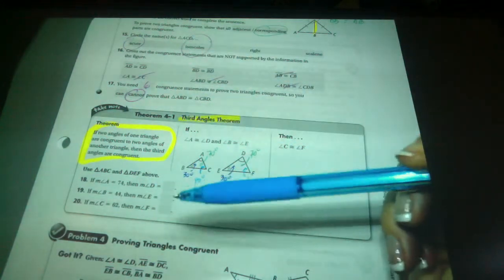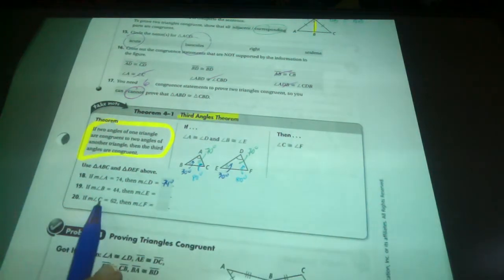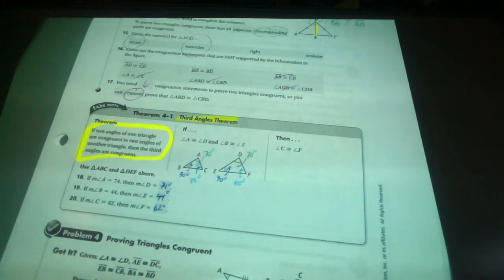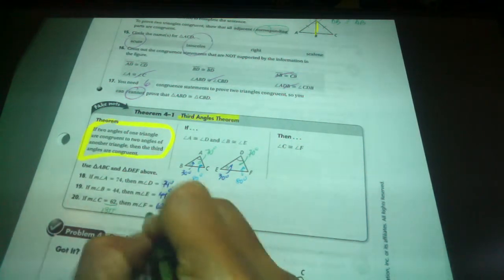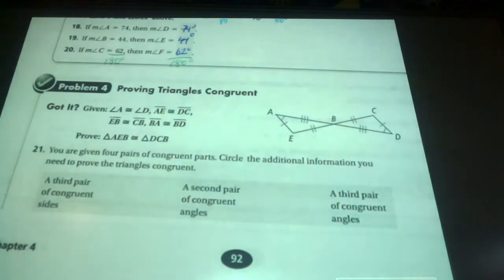So on this one, I didn't use their angle measures, but on this one, if the measure of angle A is 74, then doesn't B have to be 74? If B is 44, E would have to be 44, and if C was 62, then F would have to be 62 degrees. What do these three angles add up to? If you add them, they do indeed add up to 180 degrees, and so do those. Then we're going to do a little proof, and then I'm going to have you do a proof on your own.